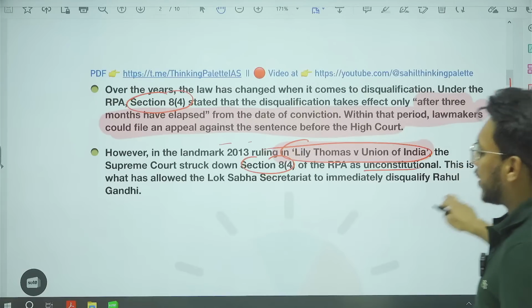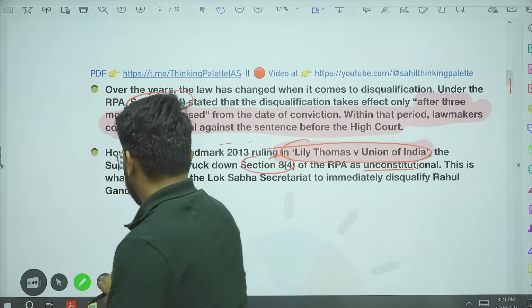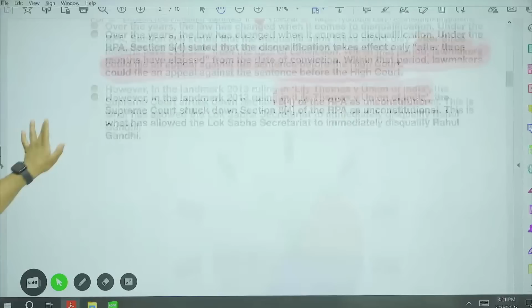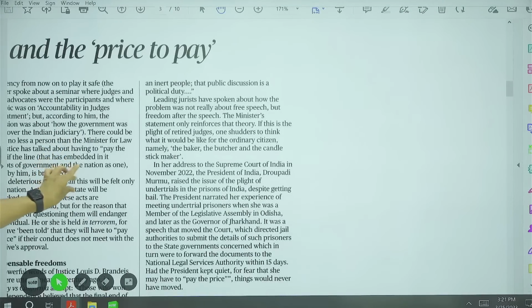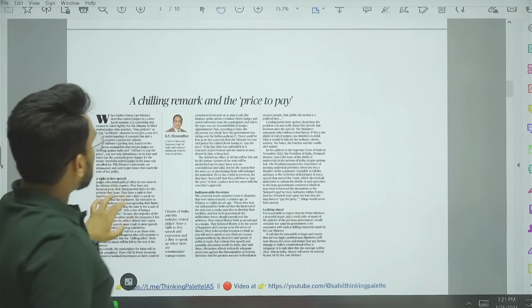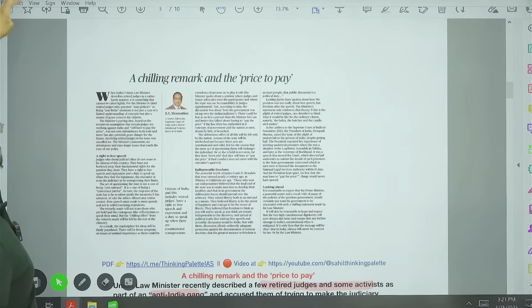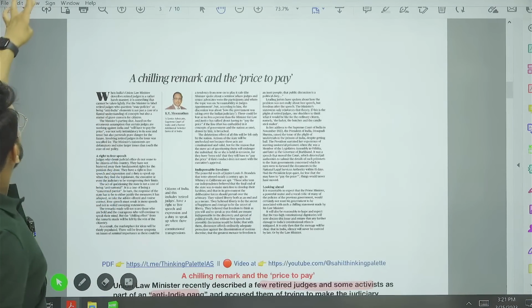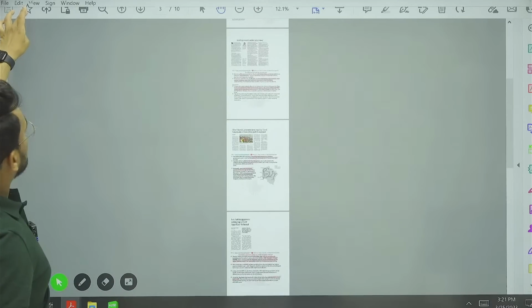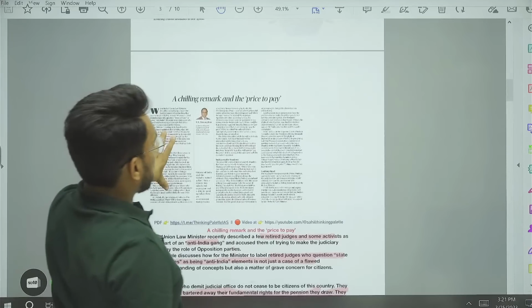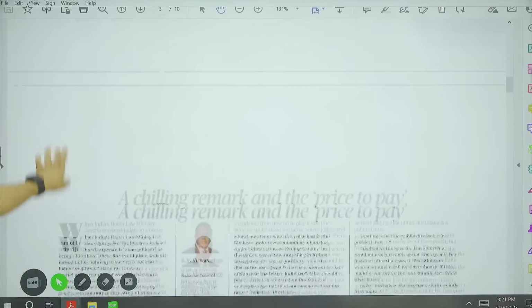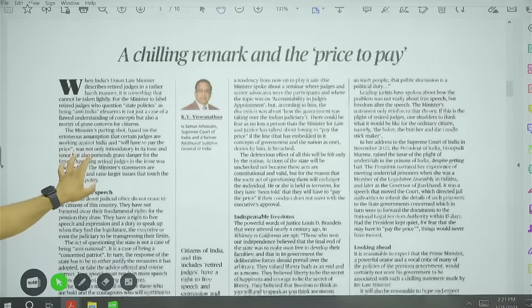Now moving on in this direction, the next article, a chilling remark. A minute, guys. Okay, a chilling remark and the price to pay.